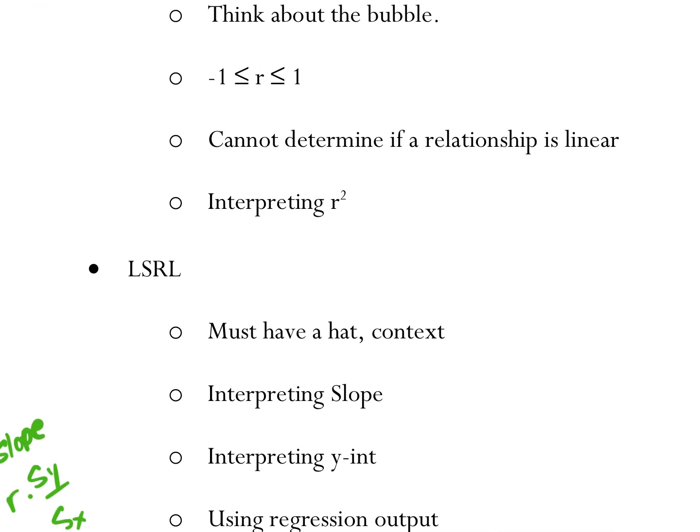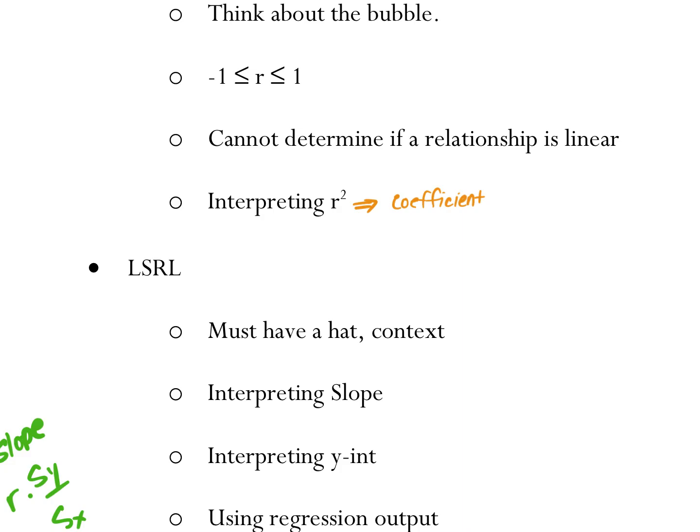So R also has R squared, which is the coefficient of determination. Okay. R is the correlation coefficient, and so they're often confused for each other.